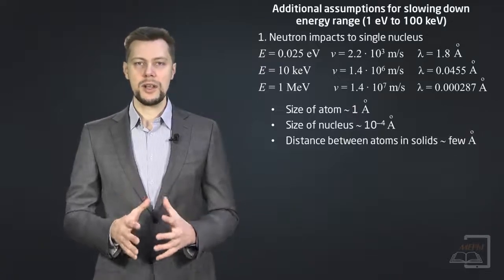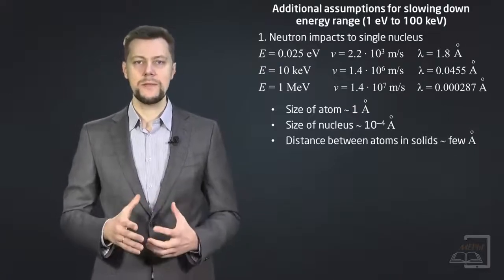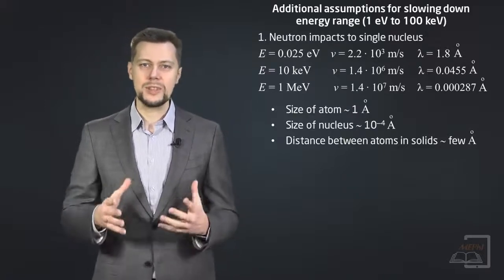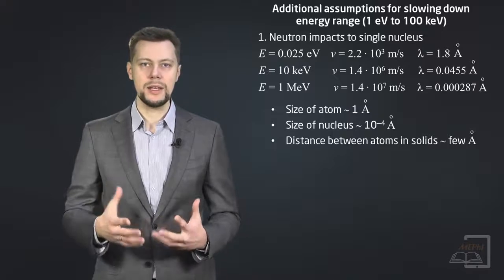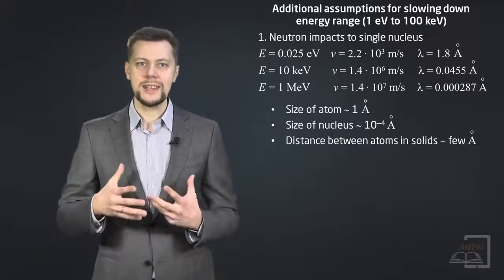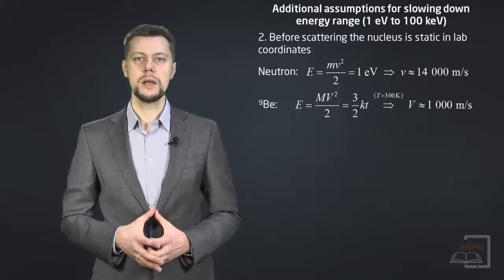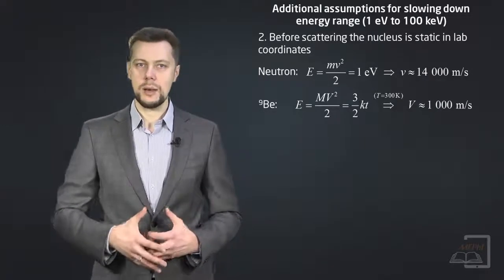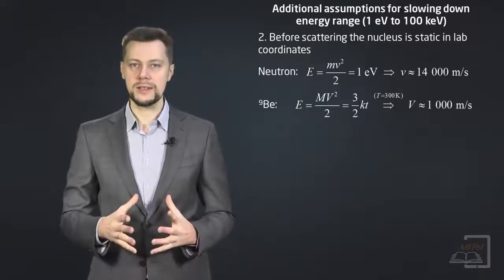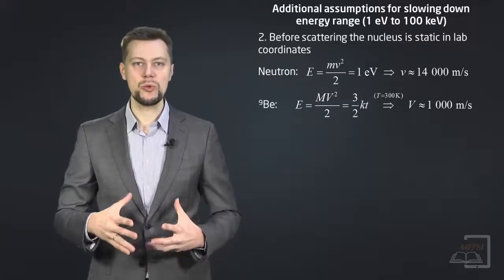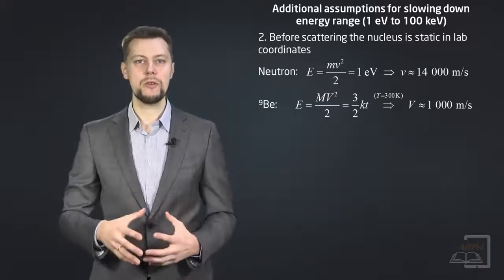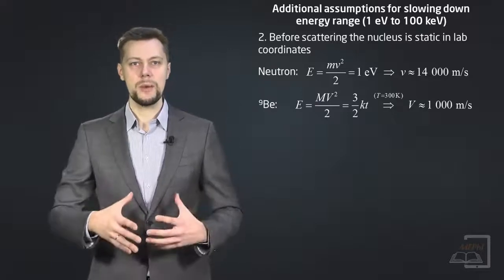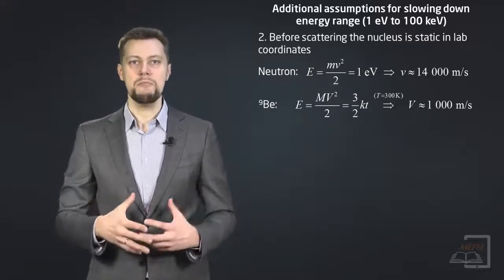There are two additional assumptions to be continued. The first, a neutron impacts a single nucleus. A neutron doesn't feel the nuclear binding in a molecule or crystal lattice. The second, before scattering, the nucleus is at rest in the lab frame. That means the neutron velocity is much higher than the thermal oscillatory movement of the nucleus. This assumption is true for neutron energy above 20 millielectron volts.